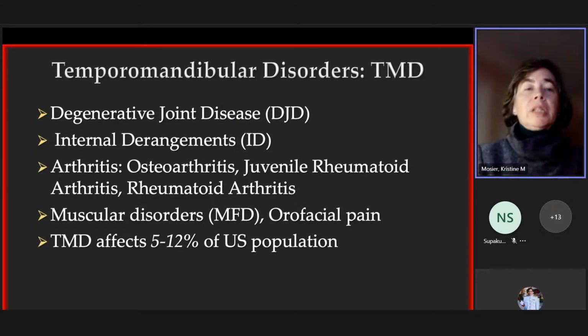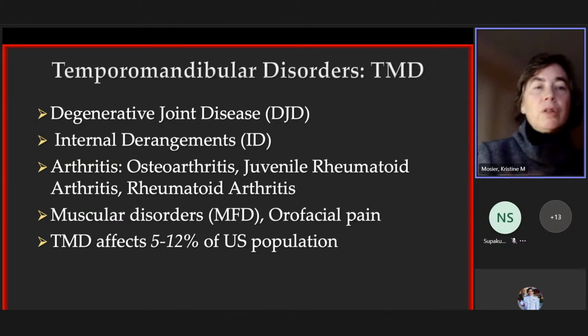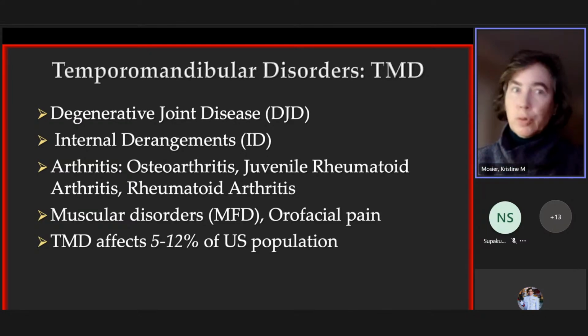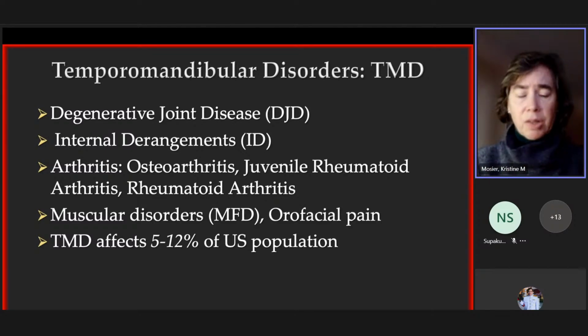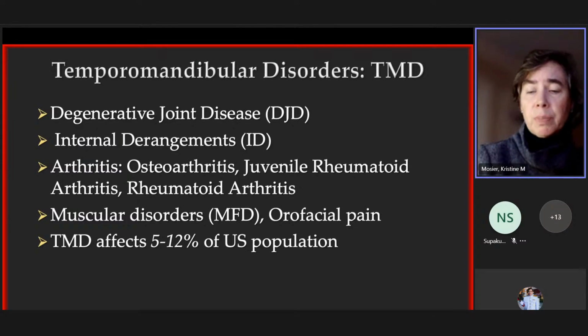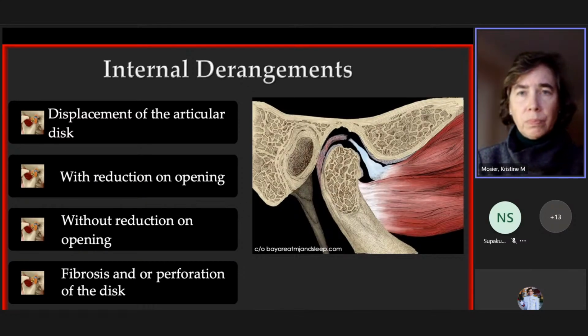So when we talk about temporomandibular joint disorders, this really is a spectrum of disorders. This includes degenerative joint disease, internal derangements. We talked a lot about arthritis. Dr. Ballinger is an expert in arthritis, and particularly in treatment of pediatric arthritis. This also includes muscular disorders, orofacial pain. So a broad spectrum of disease presentation. And as Dr. Matthews pointed out, this really affects a large percentage of the population.